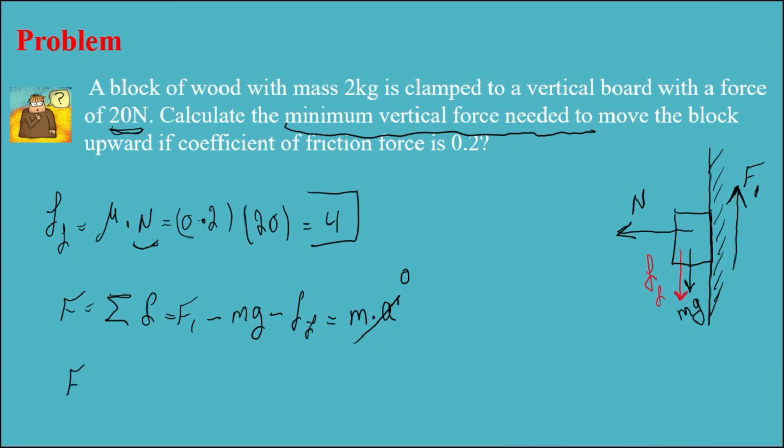So then based on that, my F1 is gonna be equal to mg plus FF, right? So my m here is 2 kilograms, g is 9.8, but for simplicity I always assume it as 10, and plus 4, right? That 4 is the same thing I calculated here. So if I do the math, my answer is gonna be 24, right? And this is the minimum force I need to apply, and then after that, the box starts to move.